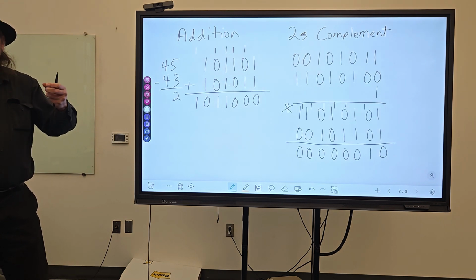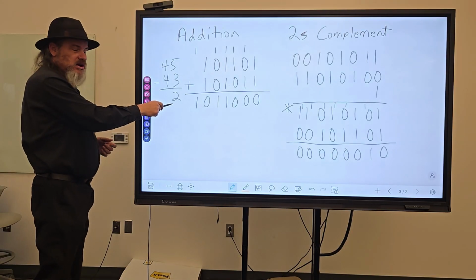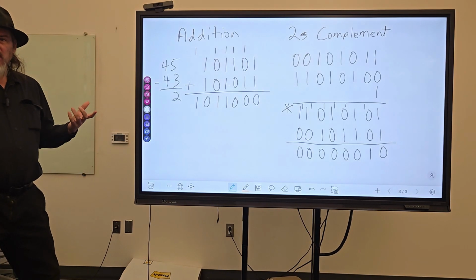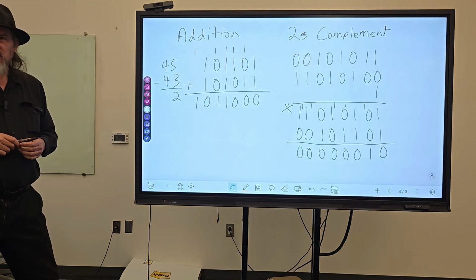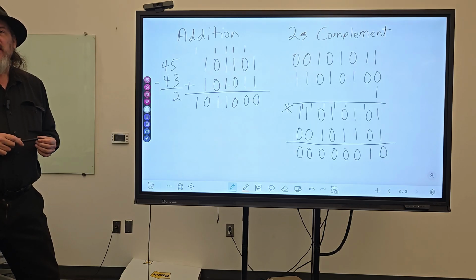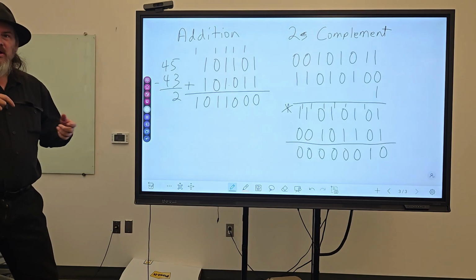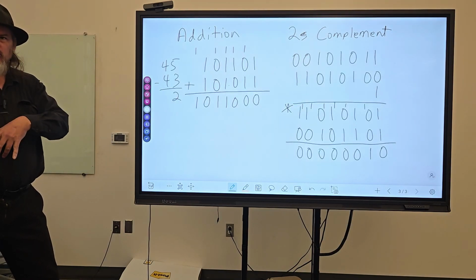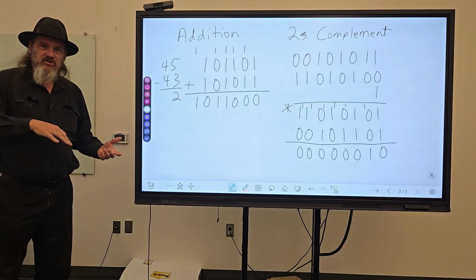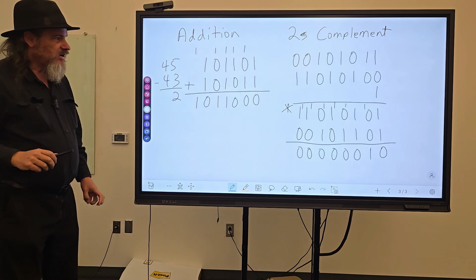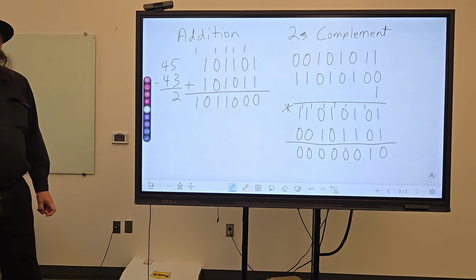You can add 45 to negative 43 and you get 2. So subtraction is just addition with a negative number. And in hardware, that's how it's handled. You invert, add 1, and then run it through the same adders that you would for addition. We'll get into that later on, when we discuss arithmetic logic units.